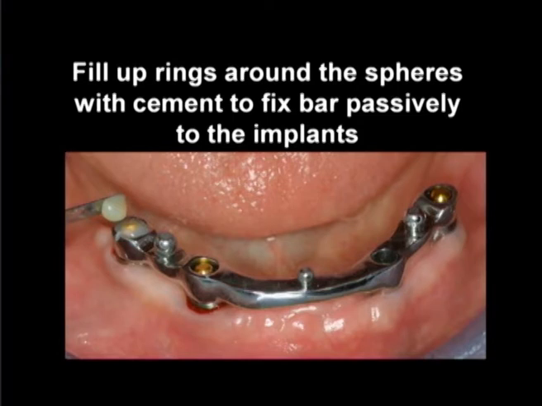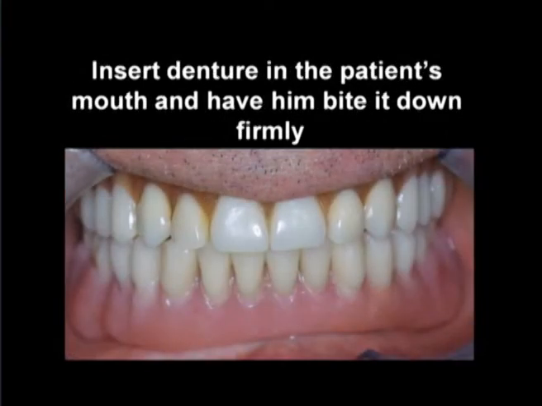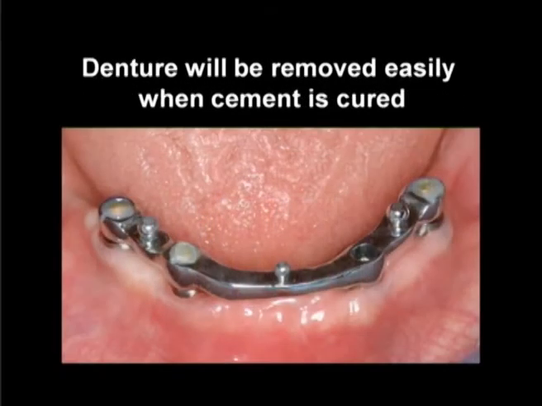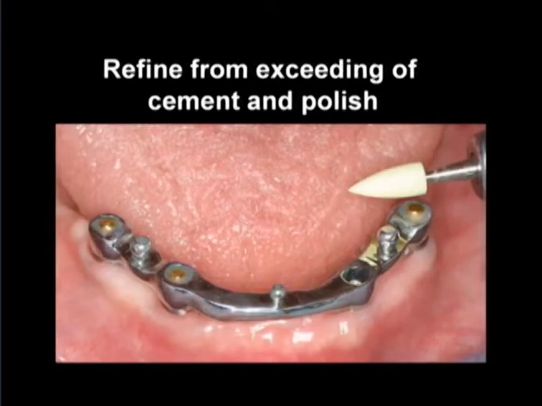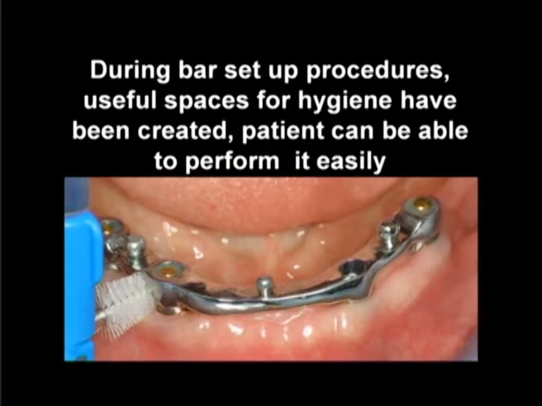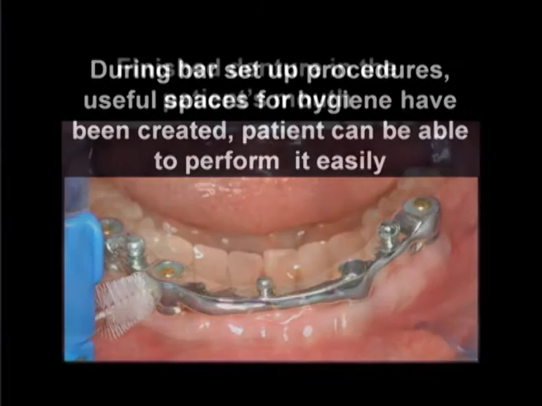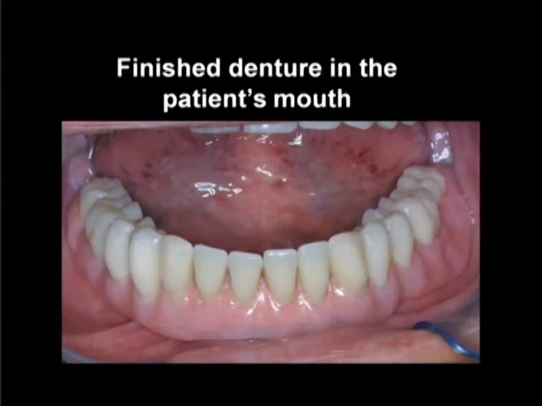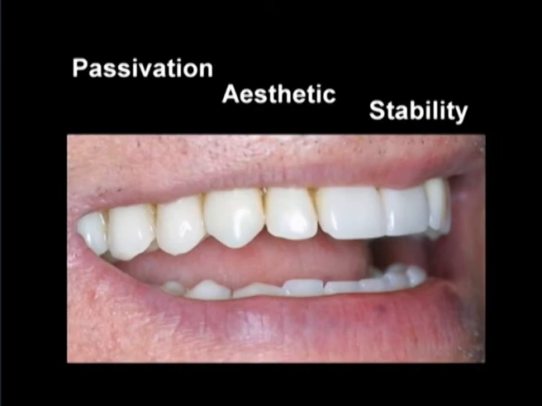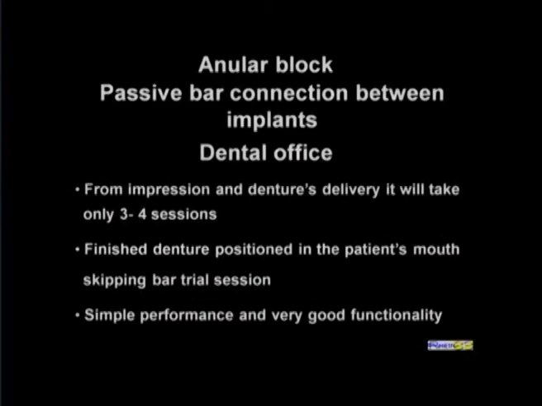Insert denture in the patient's mouth and have him bite down on it. When cement is cured, remove denture and remove any excess material. Polish composite. Hygiene has been respected. Denture has been made, preserving proper spaces for the patient's daily cleaning routine. Passivation, aesthetic, stability. Annular block. Passive bar connection between implants.